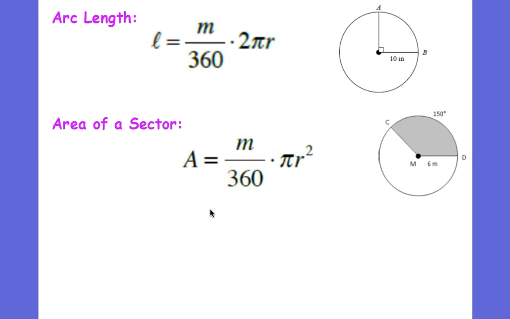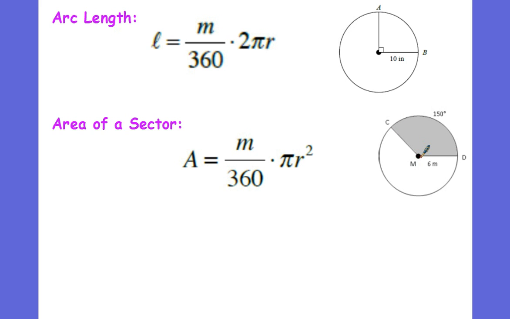So what in the world is a sector? It's got the formal definition in your notes. But basically, it's just a pie piece of a circle, just a part of the whole area of a circle. And they'll usually just have that shaded in for you and call that like sector CMD.